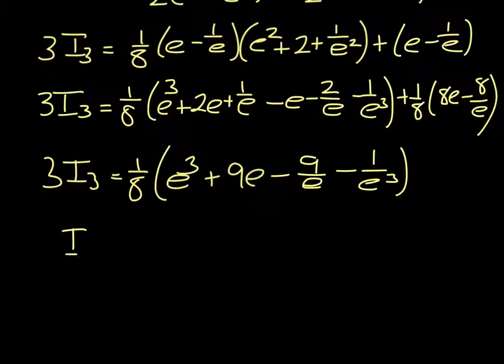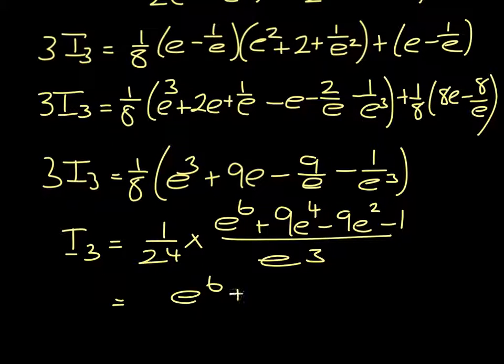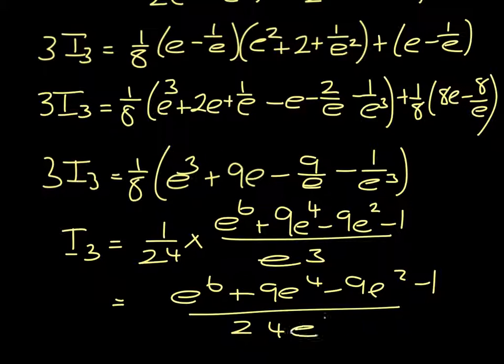If I divide by 3, I'm going to get 1 over 24, and I know from the answer that I need an e cubed as my denominator. That means my first term becomes e to the 6, my second 9e to the 4, my third minus 9e squared, and my last one is a minus 1. So I3 equals e to the 6 plus 9e to the 4 minus 9e squared minus 1, all over 24e cubed.